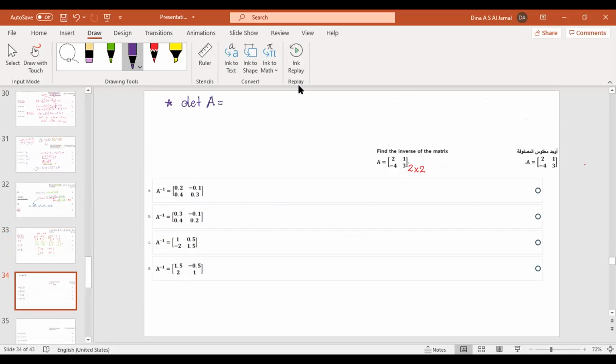So to find this determinant, let's use this. Let me write it again here. Minus 2, minus 4, 1, and 3. This is your A. If I would like to find the determinant, I will use this arrow. From here to here, I will be multiplying minus 2 by 3. Minus, I will be multiplying the other side, 1 by minus 4.